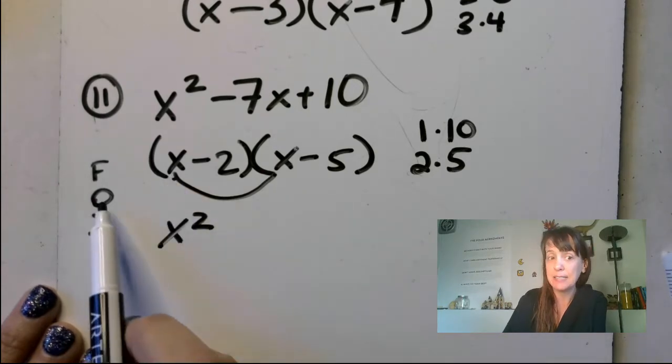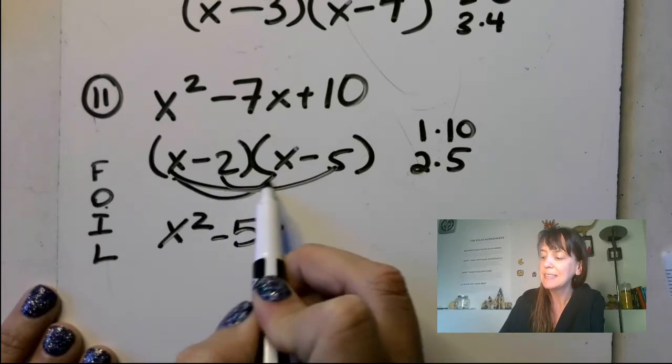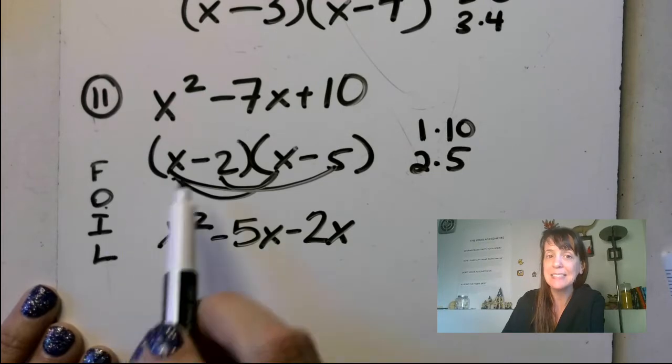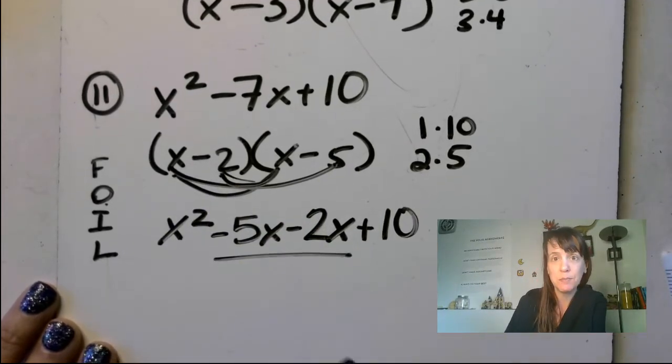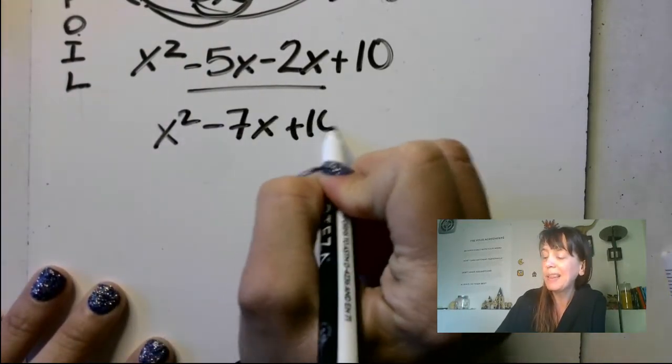Take this times, next is outside, so we're going to do this times this is negative 5x. This times this is negative 2x. Then last is negative times negative, which is a positive 10. Combine those terms there, we have x squared minus 7x plus 10.